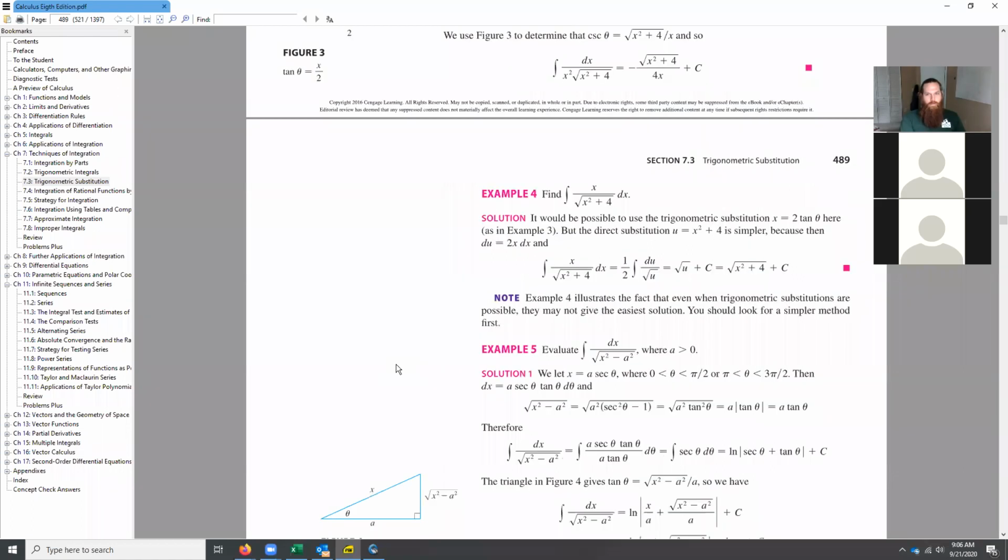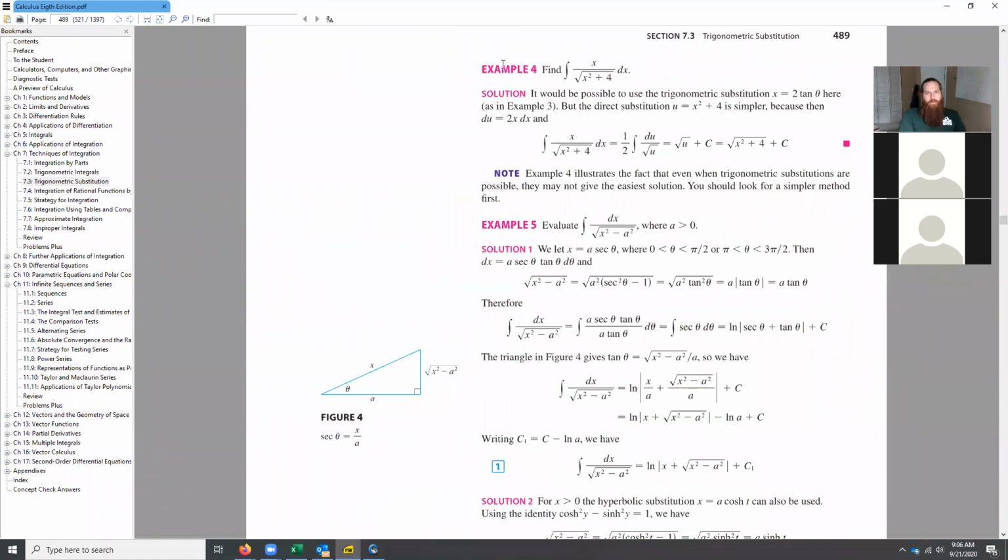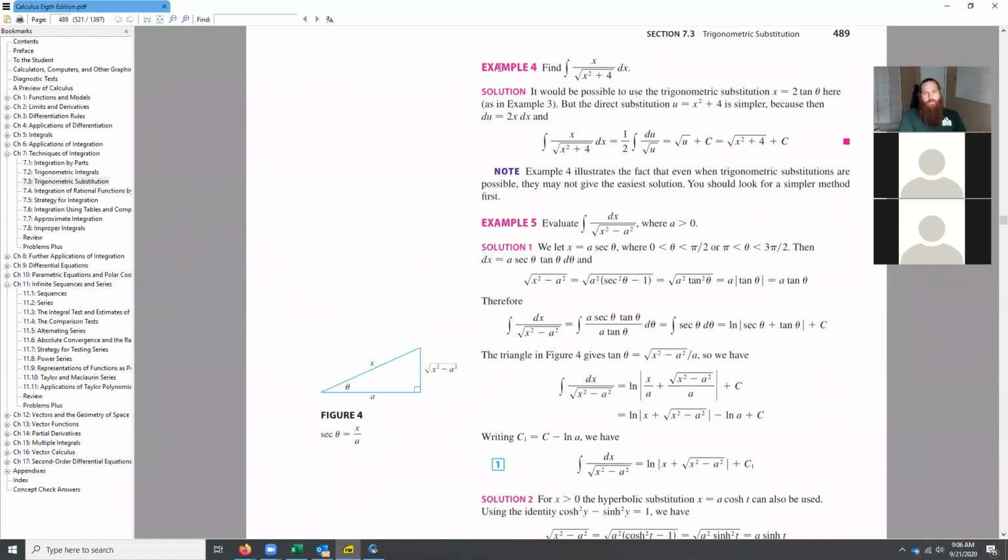So this one is fun. This is a neat example here, example 4. I'm not going to run through it because it's a lot like the very first example we did. When you first look at this, especially when you just learn trig sub, you want to go ahead and plow ahead with x equals 2 tan theta. But if you're sneaky, you notice this x upstairs. You don't need trig sub. This one can be done with a u sub.